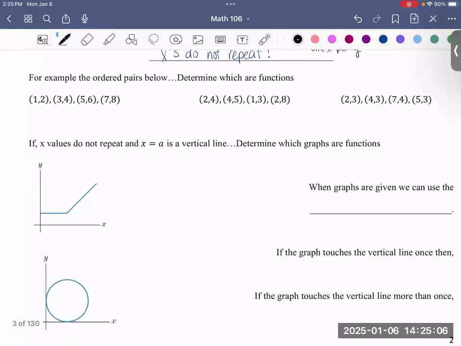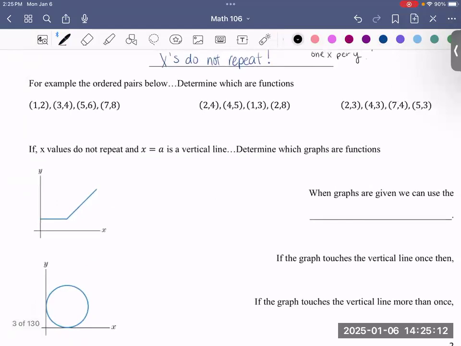So for example, we have ordered pairs below. Determine which are functions. So based on the little sentence, x's do not repeat, which ones are functions? Pause the video, see what you can do. We have your first one. Is it a function or not? Yes, it's a function. You have the number 1, 3, 5, 7 does not repeat. Let's do it again. Your next one. You have 2, 4, 1, 2. Which number repeated? The 2 repeats. Therefore, x repeated, it is not a function.